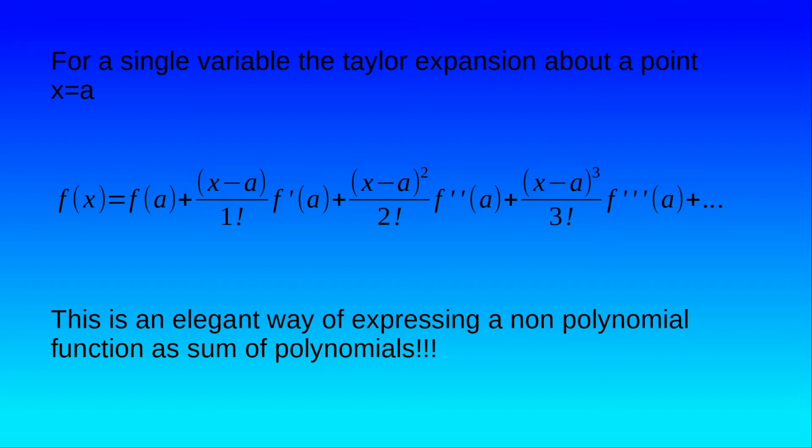For a single variable, the Taylor series expansion is given on your screen. That would be f(x) is equal to f(a) plus (x minus a) over 1 factorial multiplied by the first differential of the function at a, plus (x minus a) the whole square by 2 factorial multiplied by the second differential of the function at a, plus (x minus a) cube divided by 3 factorial multiplied by the third differential of the function at a, and so on.